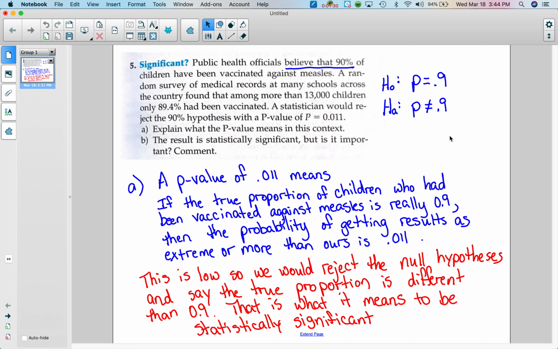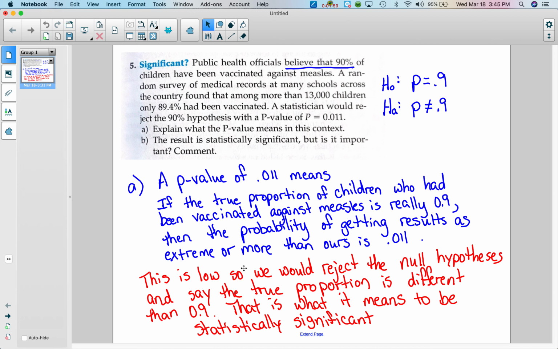Now, that's a low probability because remember I said if you're not given an alpha level, which you should know about now from your reading, then 0.011 is less than 0.05, so we would reject. And actually we're told that he was going to reject it, or he or she. So we would be rejecting the null hypothesis and accepting the alternative, which is to say it's not 0.9.